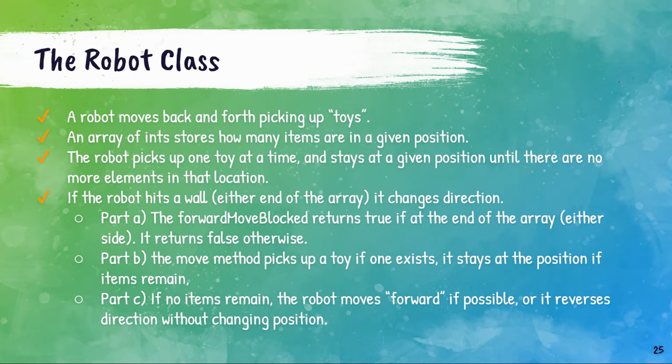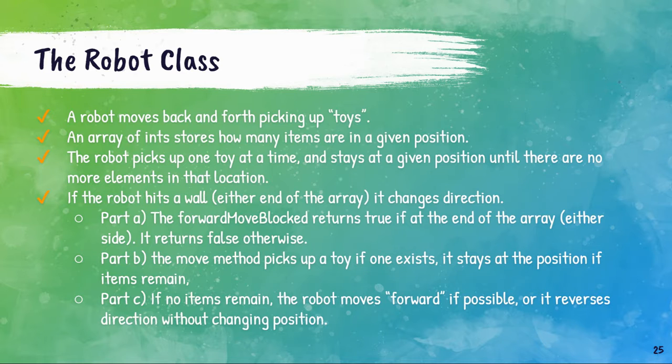The second is dealing with this robot class, and this was a little wonky. You have a robot that's picking up toys. It's an array of ints. It shows how many toys there are at a given position. A robot can only pick up one toy at a time, and after picking up a toy, the number there is going to decrease by 1, obviously, and it's going to stay on that cell until there are no more toys at that position.